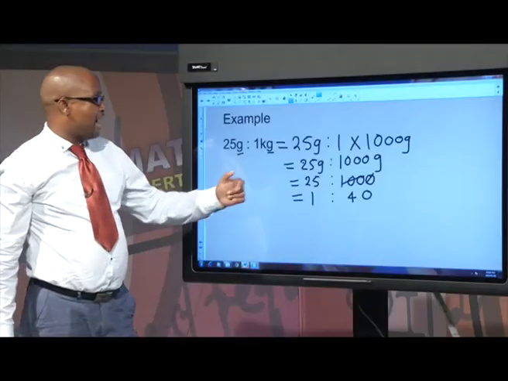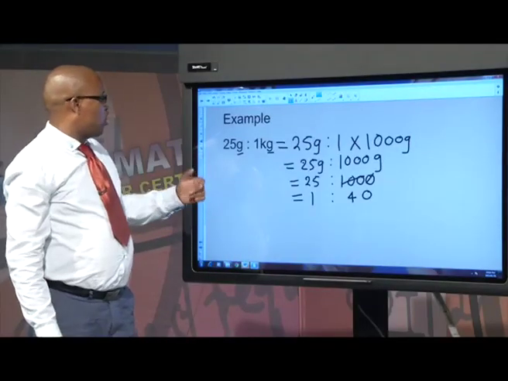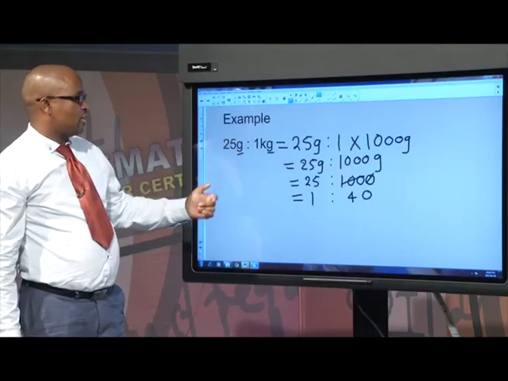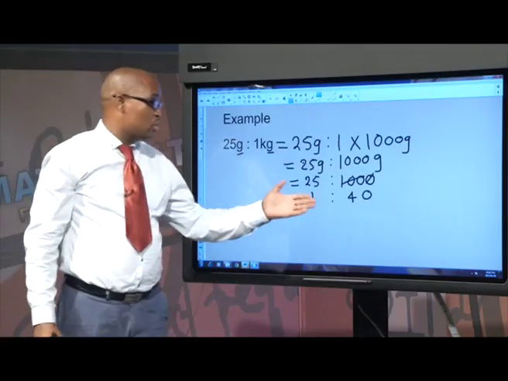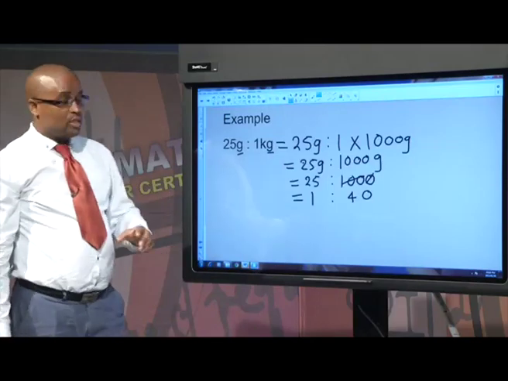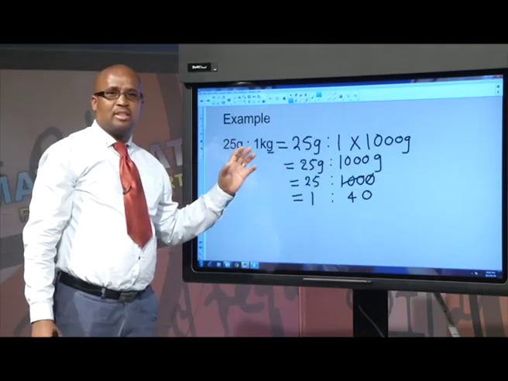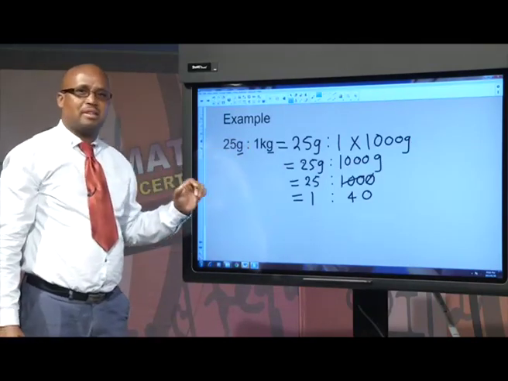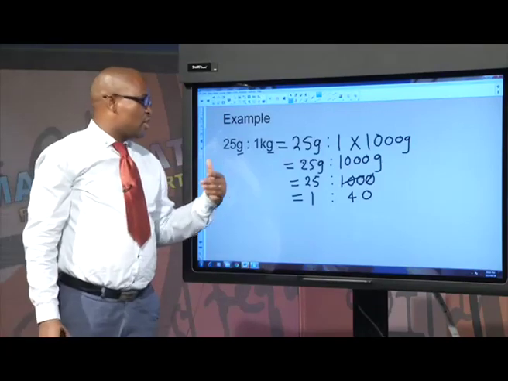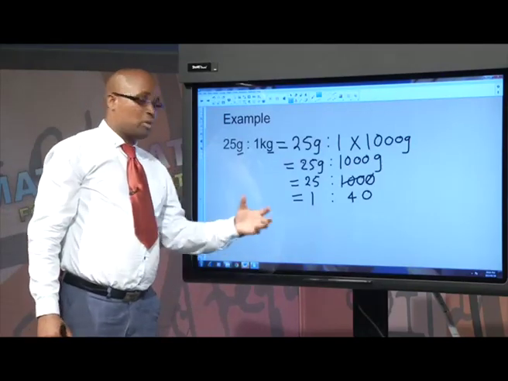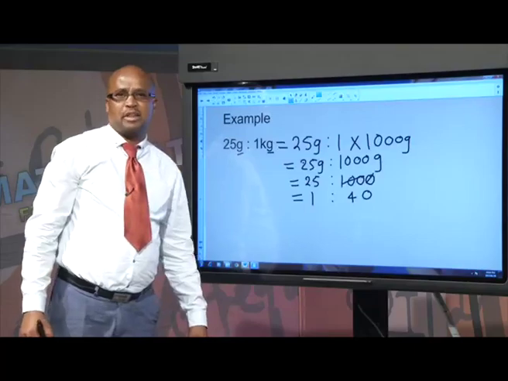This is a simplified ratio of 25 grams to 1 kg. Upon simplifying, we get 1 is to 40. Remember, you always have to make sure that you convert the units. The units have to be the same before you can start simplifying. Then, after that, look for the highest common factor, then divide all the numbers involved by that highest common factor.